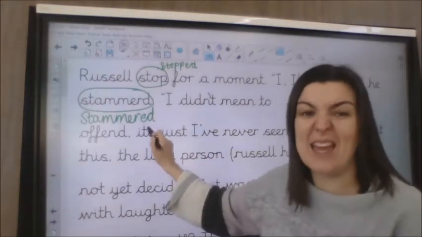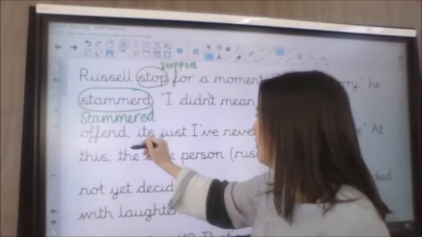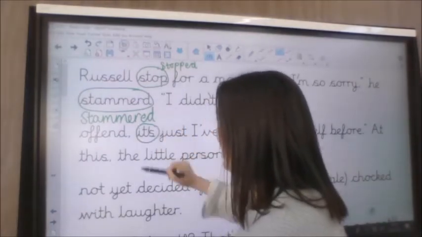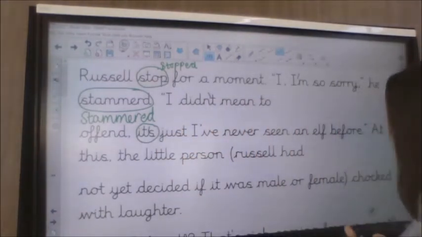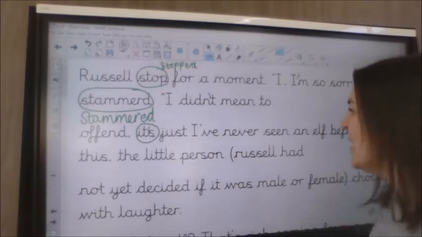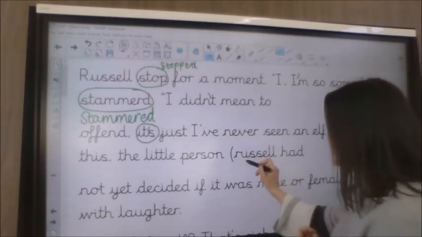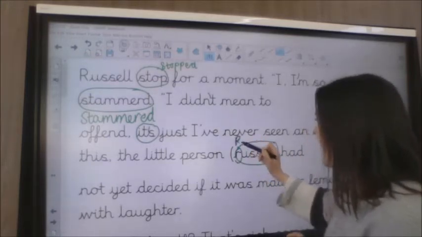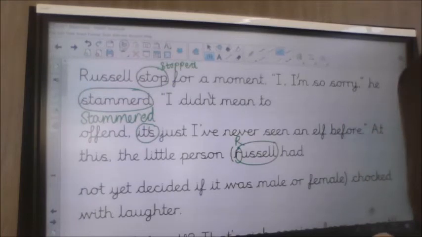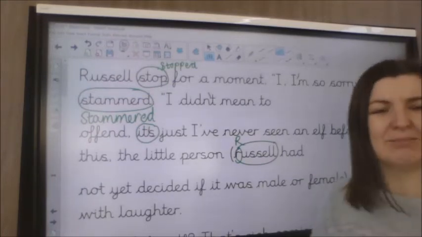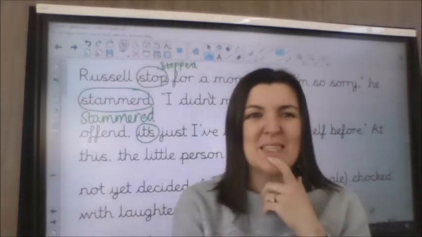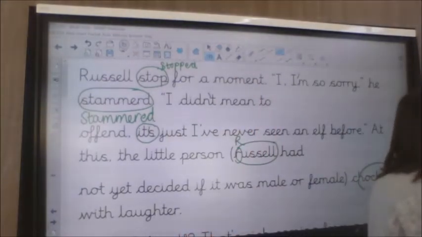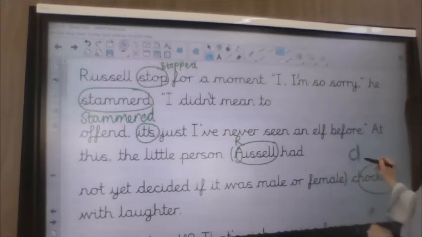Now, I've remembered that it's can be a tricky one. So I'm going to have a look. It's just it is, oh yes, that should be it. I've never seen an elf before. At this, the little person, then it's got Russell's a name. So Russell should have a capital letter there. Had not yet decided if it was male or female. Choked with laughter. I think there's a mistake there because chocked isn't a word. I think that should be choked. So that's another spelling mistake.